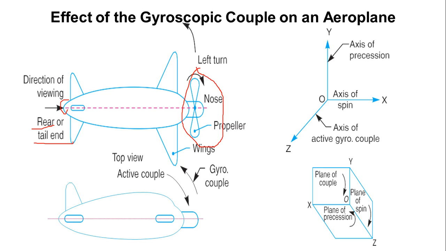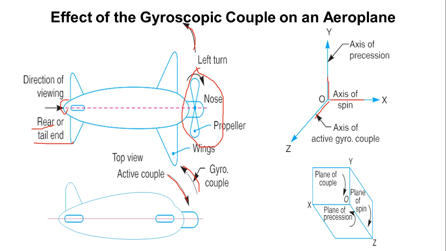You can see there is a left turn shown here. This is the top view, and this is the front view. In the front view, whatever the active gyroscopic couple is, the reactive couple will be opposite to this direction. If you consider the axes, you can see the axis of spin, axis of precession, and axis of the active gyroscopic couple shown here, and along with that the plane of couple, plane of spin, and plane of precession can be understood from this.